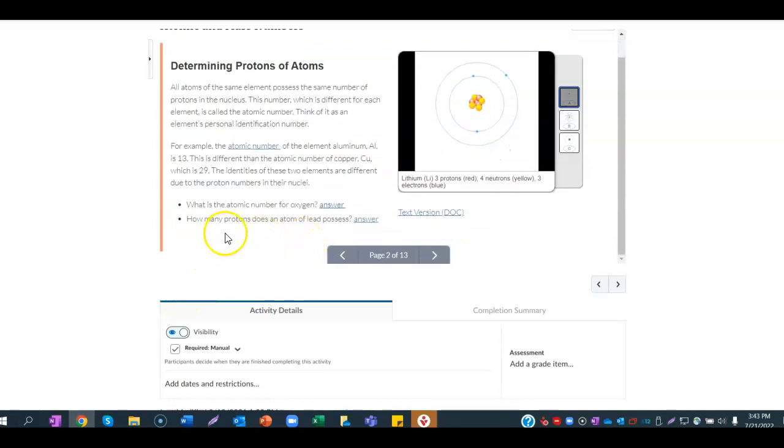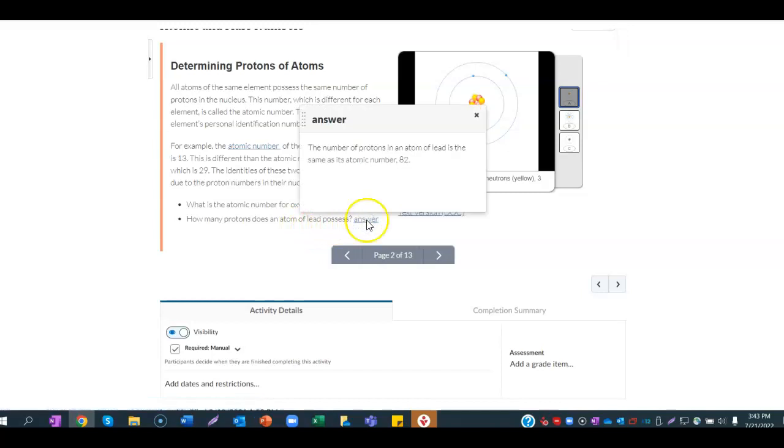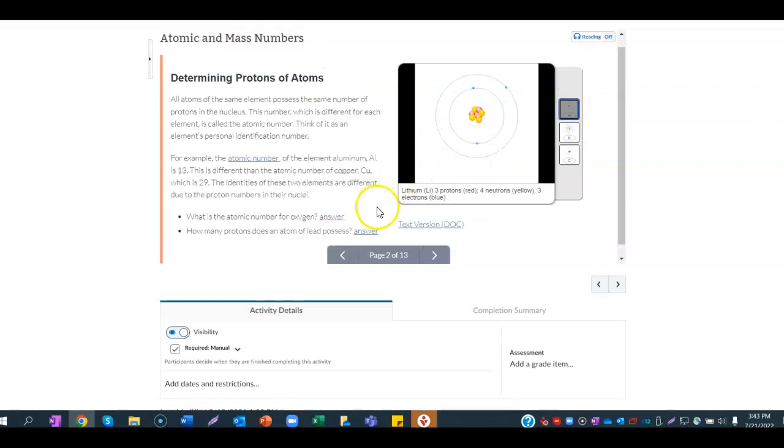And how many protons does an atom of lead possess? So you just look up the atomic number. So it's element number 82. That means it has 82 protons. And that also means, don't forget, that it has 82 electrons. So important things to look at here.